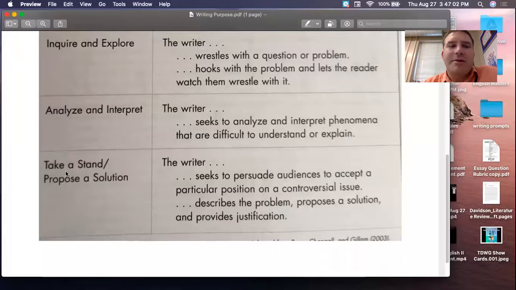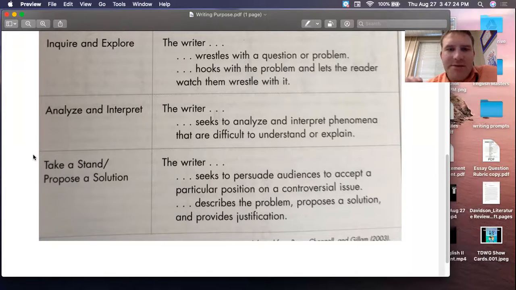And then one of the most popular ones, and probably the most effective one. All these have real world purposes. These are real world purposes. All these have real world scenarios attached to them. Take a stand, propose a solution is probably the strongest, the one that will get you the furthest.